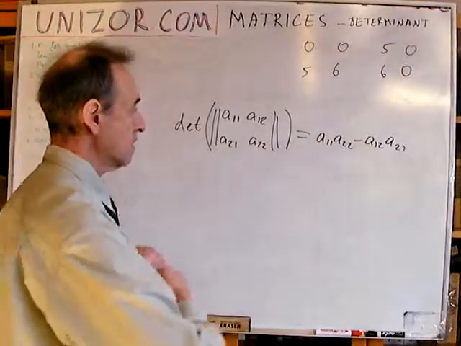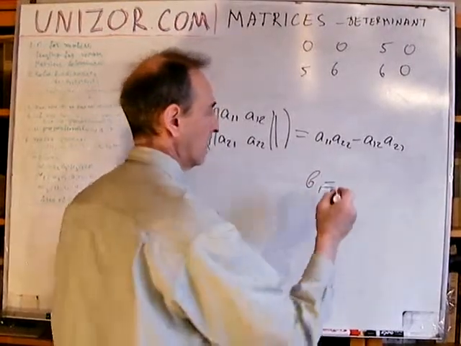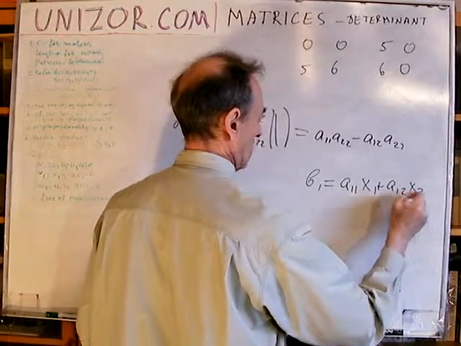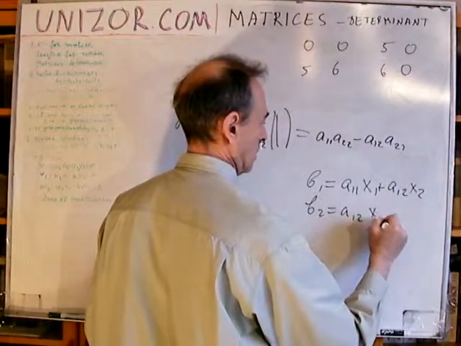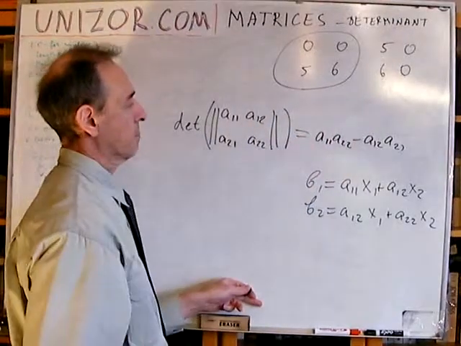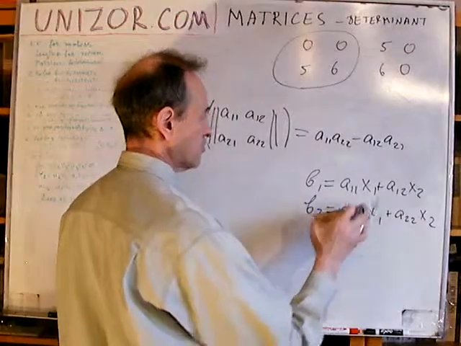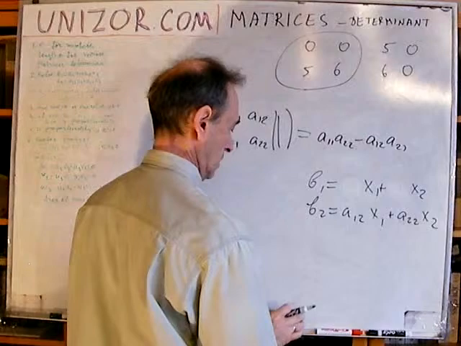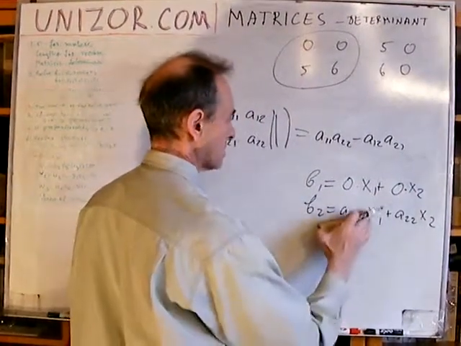And as you see, if you have a linear equation like we were talking about, let's say we consider this case. So a11 and a12 are equal to 0, which means we have this, and this is 5 and 6.